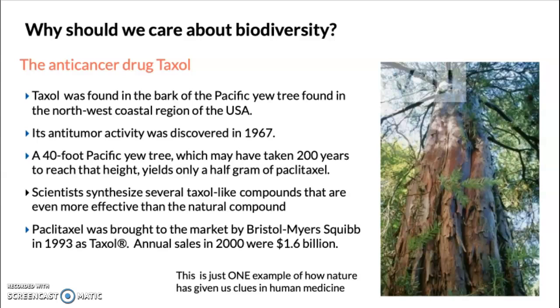Why should we care about biodiversity? One example is with the anti-cancer drug Taxol. Taxol was first found in the bark of these giant yew trees in the Pacific Northwest, and it was found to have anti-tumor activity. The problem is the amount of Taxol in the plants themselves is actually very small. So what scientists did was to synthesize compounds that were similar to Taxol in the lab, and then they were able to make medication out of their synthesized compounds. So we were able to draw inspiration from nature to come up with compounds that we could use in biomedicine.